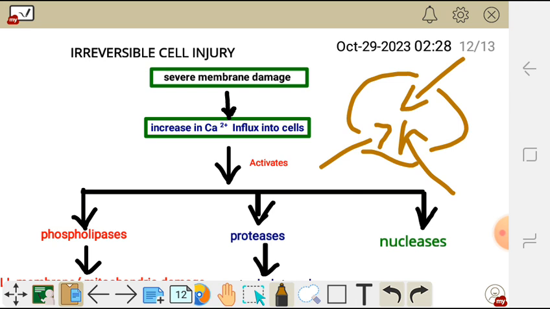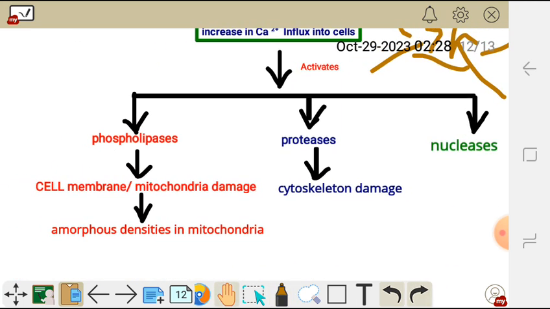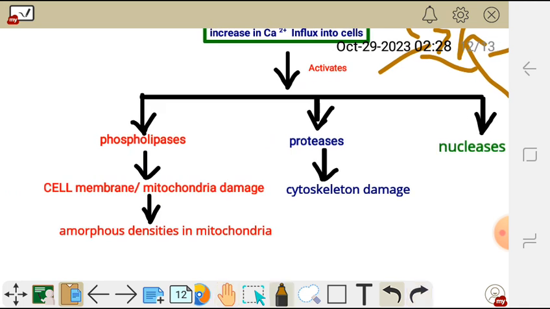One of these enzymes is phospholipases. And phospholipases are enzymes which are going to work on lipid structures, such as the cell membrane itself. So the phospholipases are going to degrade the cell membrane, and the membrane of the mitochondria is going to be damaged. So once the membrane of the mitochondria is damaged, we are also going to observe accumulation of calcium inside the mitochondria, and this is what we call amorphous densities. So the densities of calcium inside the mitochondria here.